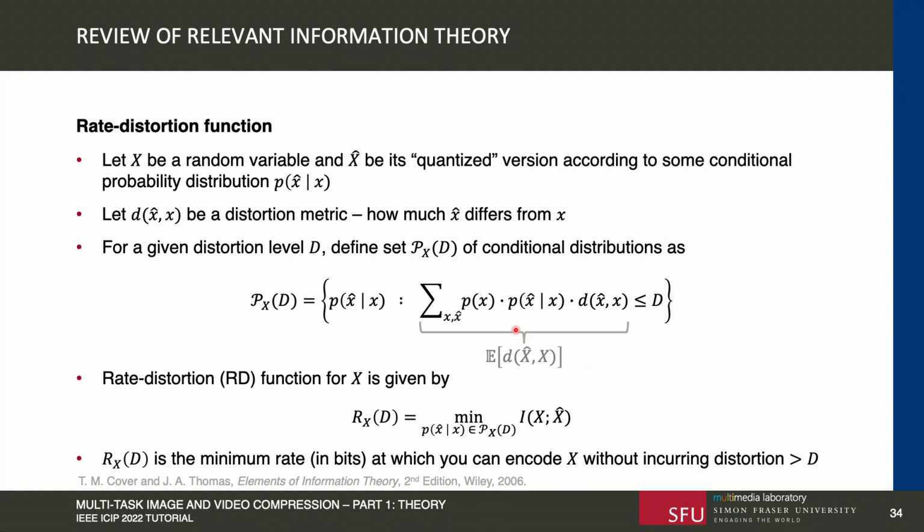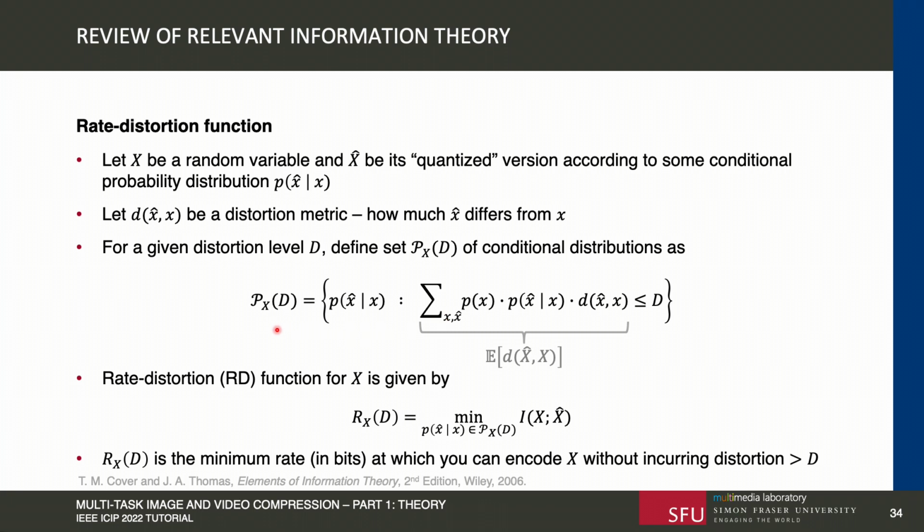So the feasible set is the set of all quantizers that lead to expected distortion no larger than d. Within this expression, distortion is a function that's chosen for the application. P of x is the data distribution. It's not under our control, but the quantizer is under our control, so that's something that can be selected.